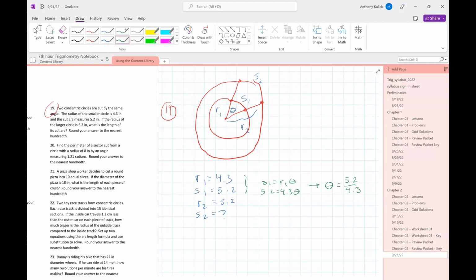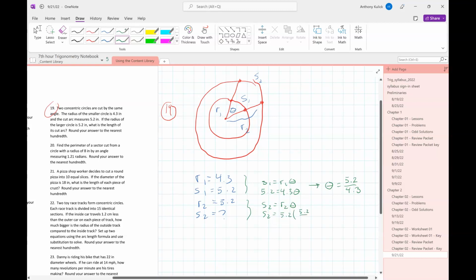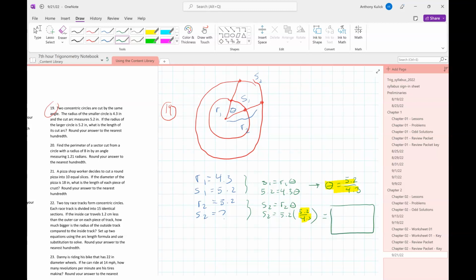Cool with that? Using that now, I can plug in down here. So S2 is equal to R2 times theta. So I have S2 is equal to 5.2 times 5.2 over 4.3. That's my value for theta from before. And then we just plug them in, and that'll spit out my answer. I'm going to let you guys do the calculator part. Does that feel okay, Cheyenne? Okay.